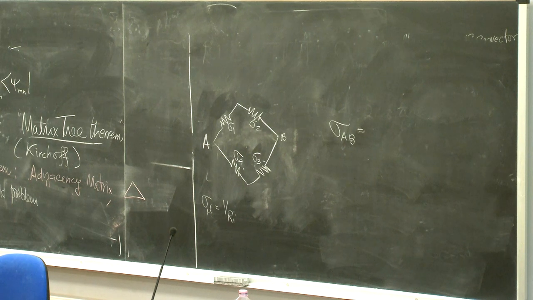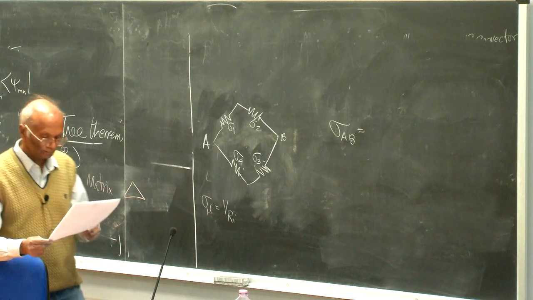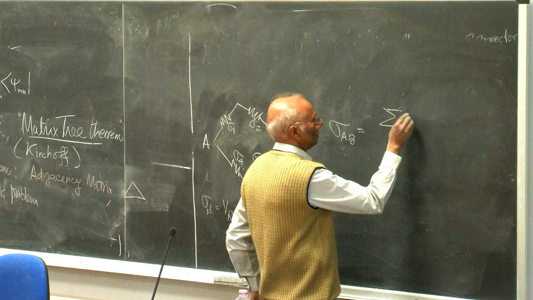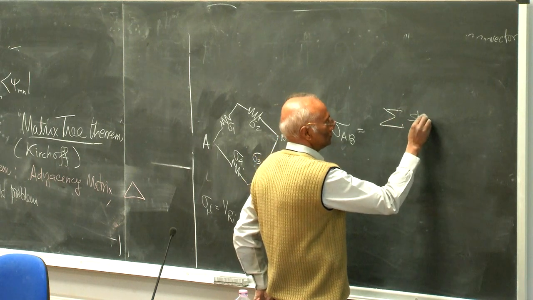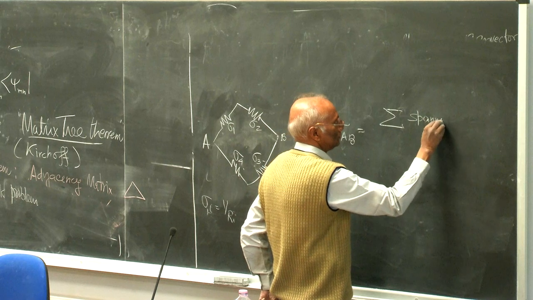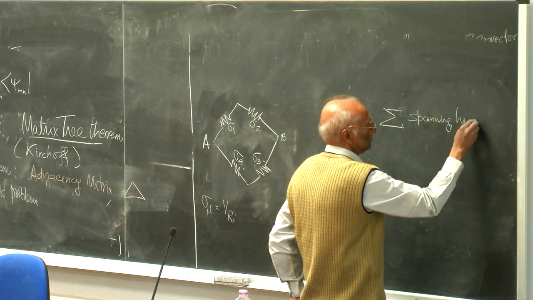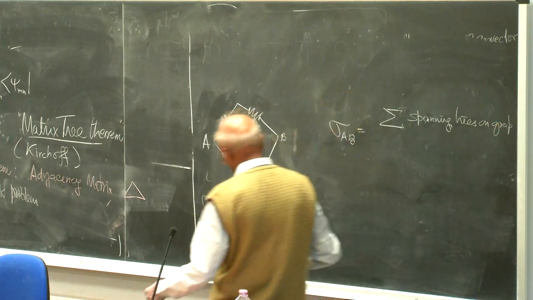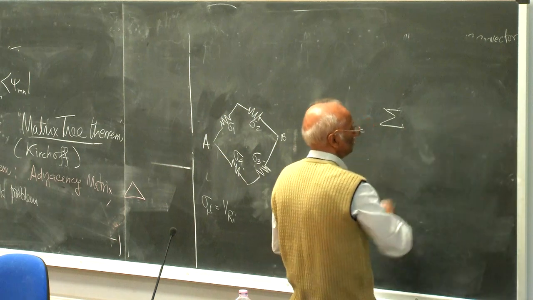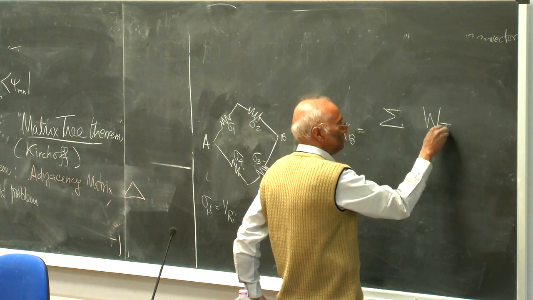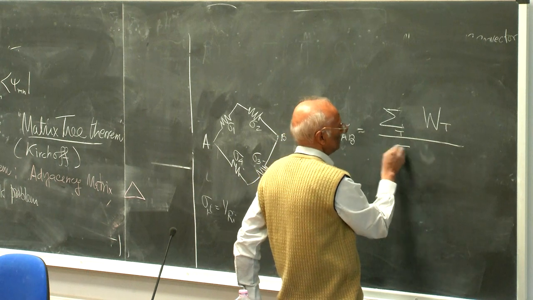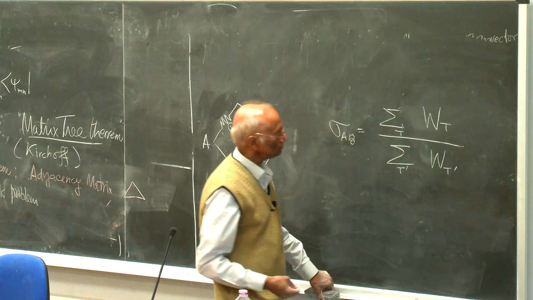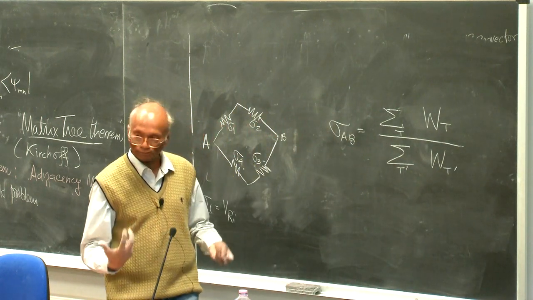Okay? So the formula he wrote was this one. The sum over spanning trees on the graph of the weight W(T), divided by the sum over spanning trees T prime of the weight W(T prime). Now it has become very obscure.